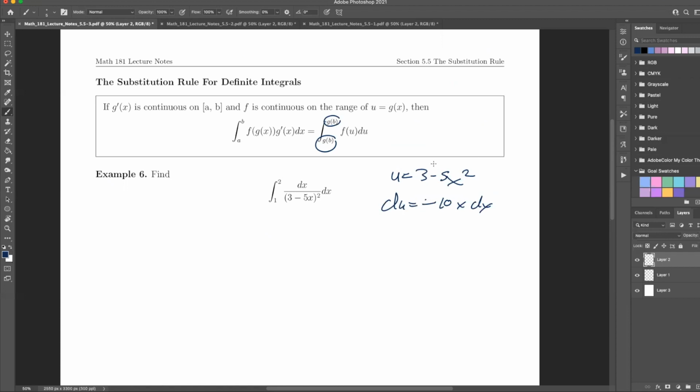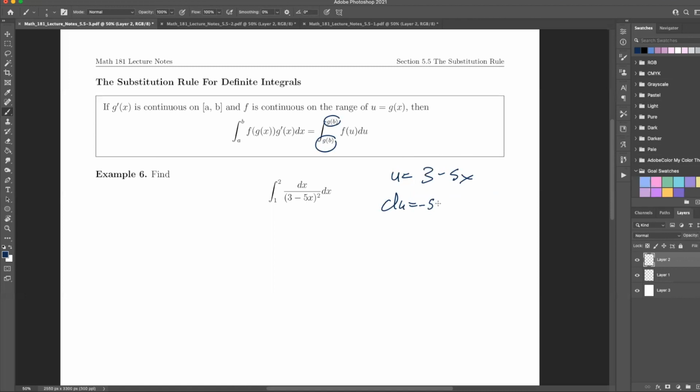Oh, no. See, here I chose badly, right? I don't want to take the square. I chose badly, because I had an x here, and I don't have any x's up here. There's no x here, so that didn't work. So let's just have u be 3 minus 5x. Now, if I do this, du becomes negative 5.